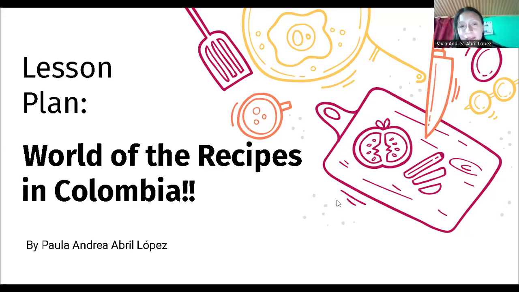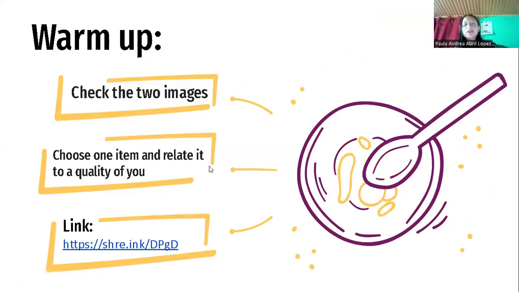And well, for the warm up, we're going to check two images where there is food vocabulary like cookware or ingredients. And after checking this vocabulary, we're going to choose one item of this food vocabulary and relate this with a quality that you have.